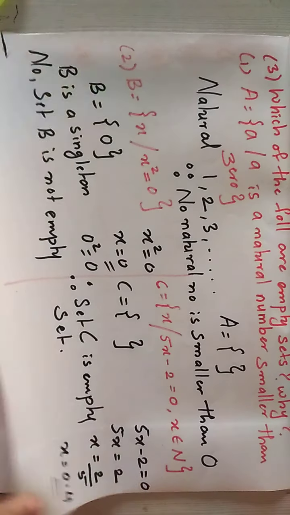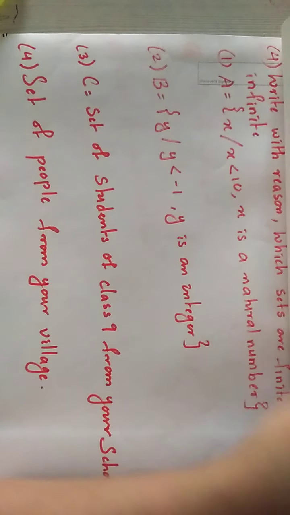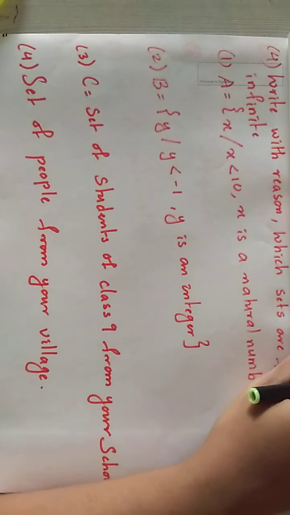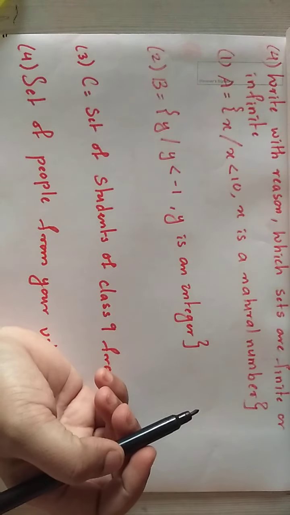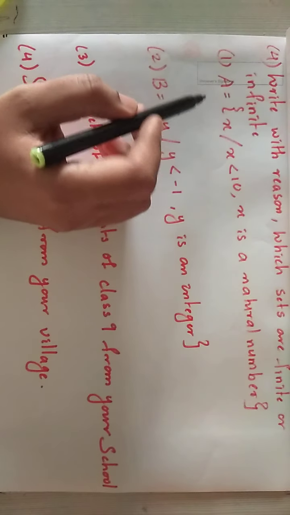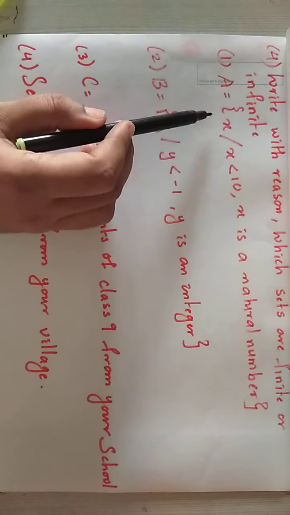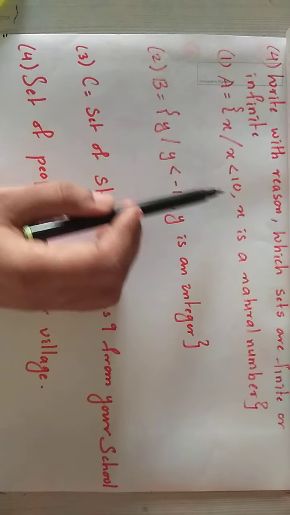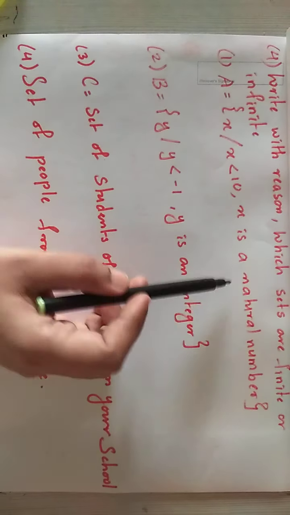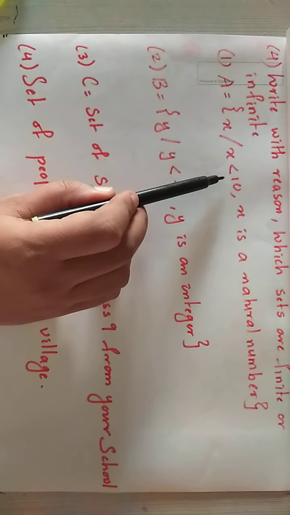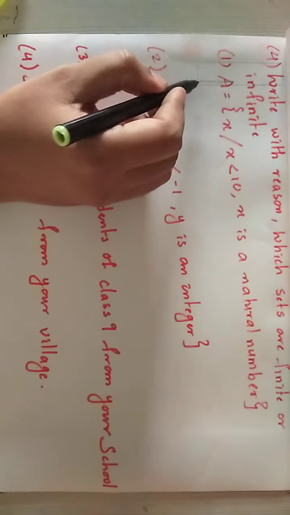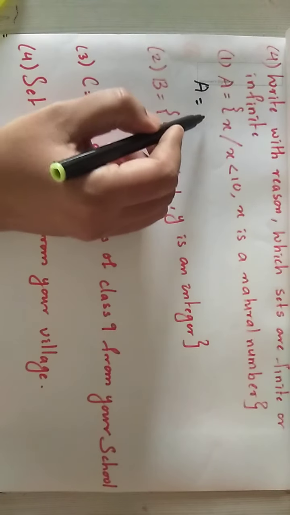Now let's go to the fourth question. The fourth question says that with reason you need to write whether the sets are finite or infinite. Let's start with the first question. The first question says A is equal to x such that x is less than 10 and x is a natural number.